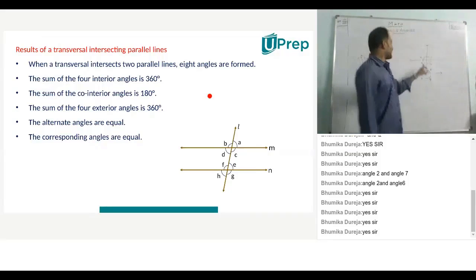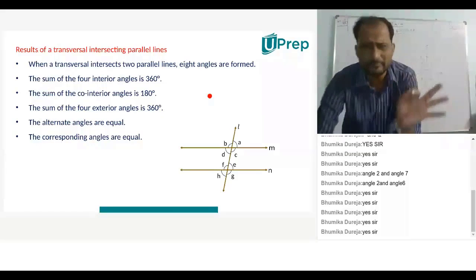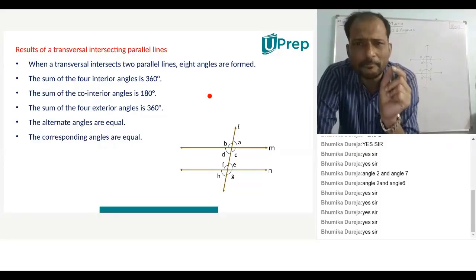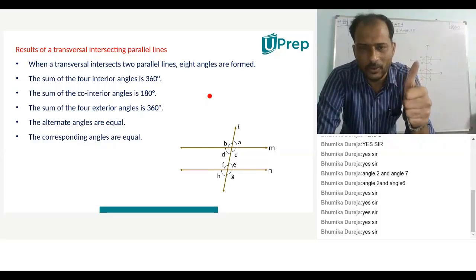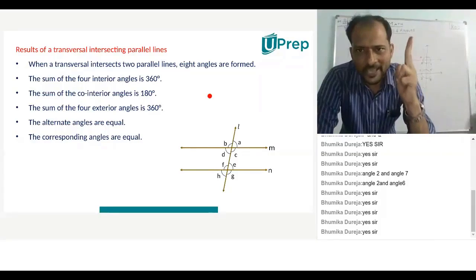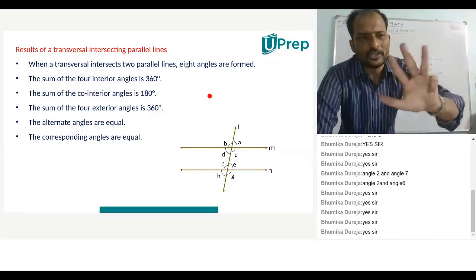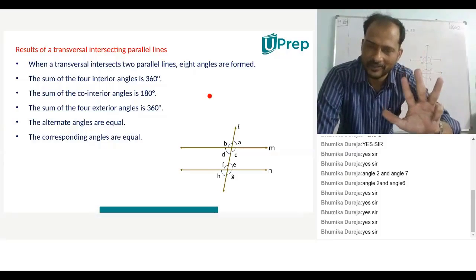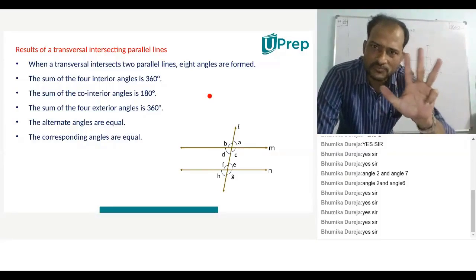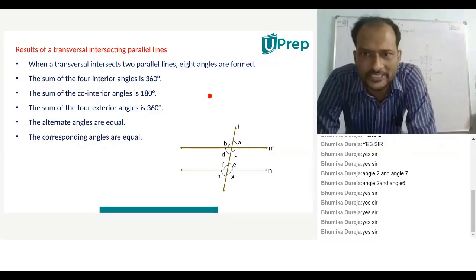Next, alternate angles will be equal and corresponding angles will be equal. These are the basic points when the lines are parallel. If lines are parallel, alternate interior angles are equal, alternate exterior angles are equal, corresponding angles are equal, and co-interior angles are supplementary. If any one of these four properties is satisfied, we can say the lines are parallel. If lines are parallel, we can use all these four properties and do whatever problems are required. Hope you understood.